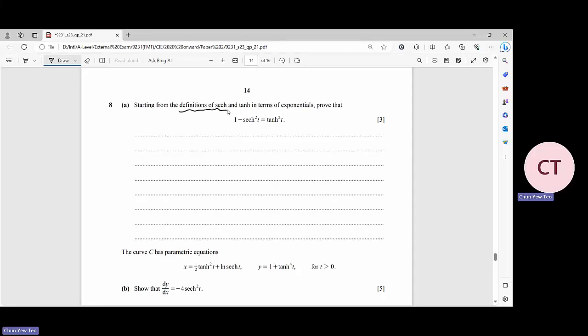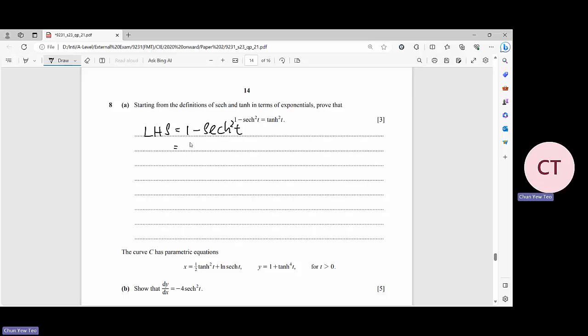Now we take a look at question number 8. Part A: starting from the definitions of sech and tanh in terms of exponentials, prove that this relationship holds. What you need to do is you can start from left to right, or you can start from right to left. Usually we start from left, but in certain cases we need to start from right. Over here, the definitions, this is your left-hand side, sech squared.